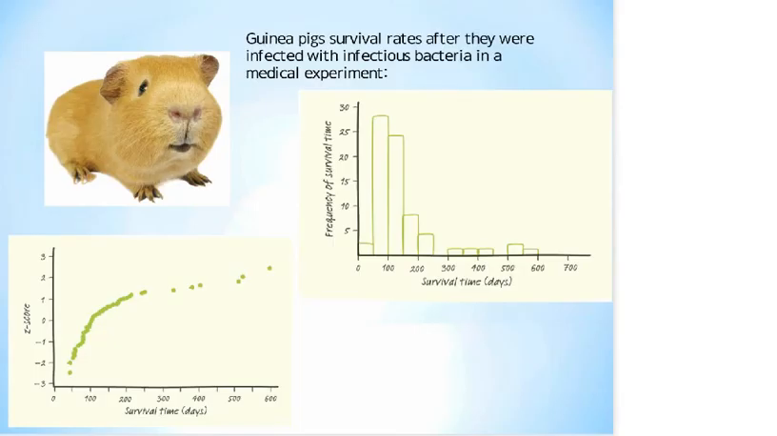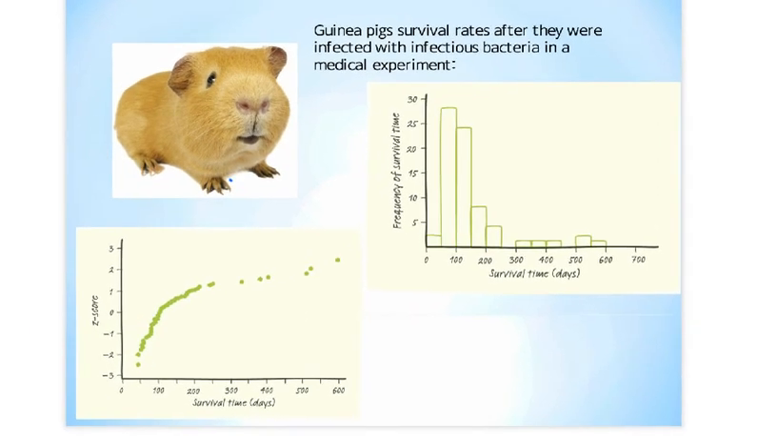So here's another one. Here's the guinea pig survival rates after they're infected with infectious bacteria in a medical experiment. Poor little guinea pig. It makes me kind of sad. I'm laughing, but I am sad because they're God's creatures. Here's the histogram we've made for this survival time. I can tell by the histogram this is not a normal curve. Clearly, I have some serious skewing. So we would say this is skewed what? That's right, class. This is skewed right.